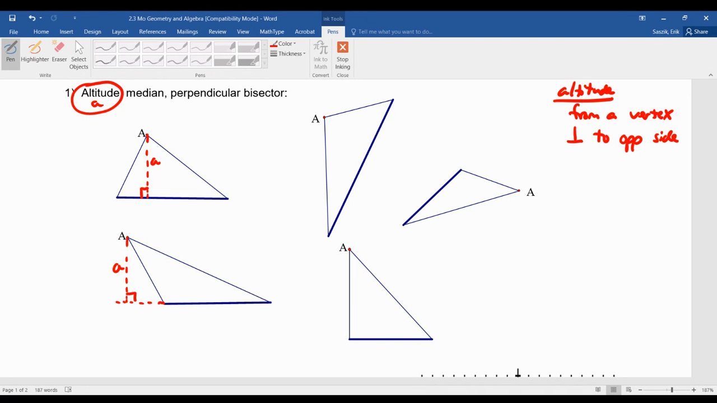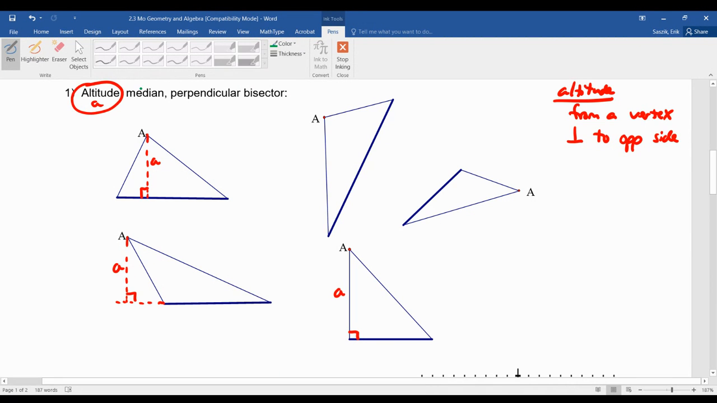So that's how you handle that. And sometimes the altitude could actually be, look, this triangle looks like it's a right triangle. You couldn't assume that. You'd have to be told, but let's say it was, okay? That means that this thing here is the altitude from A because it is perpendicular to the opposite side. This would be the altitude from this vertex. So the altitude could be inside the triangle, it could be outside the triangle, it could be a side of the triangle. All right.